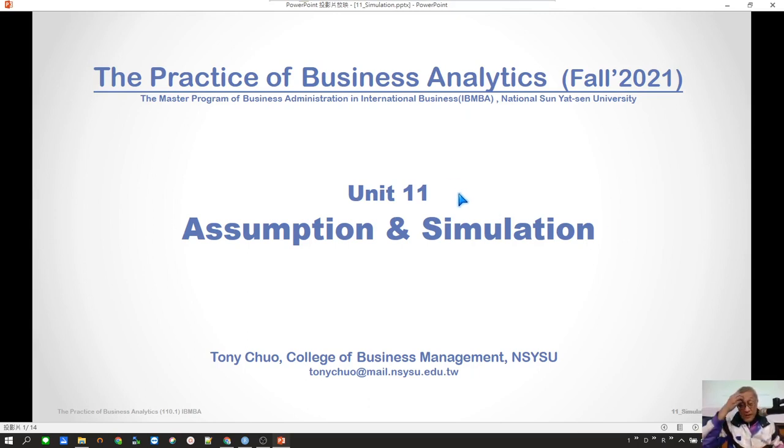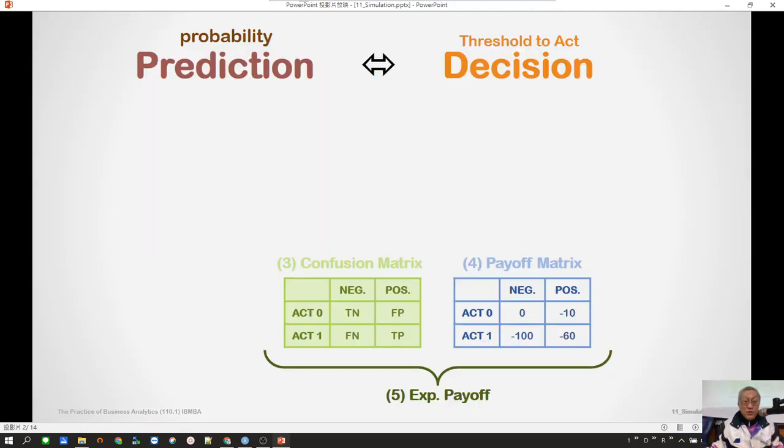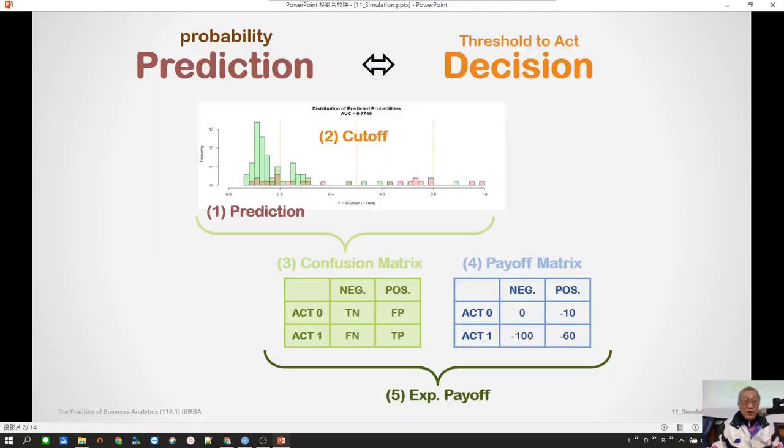Now this unit is entitled Assumption and Simulation. We actually already learned how to do assumption and simulation last week. If you still remember, when we tried to connect prediction to decision, you still remember these slides, right? And that's actually our homework assignment last week.